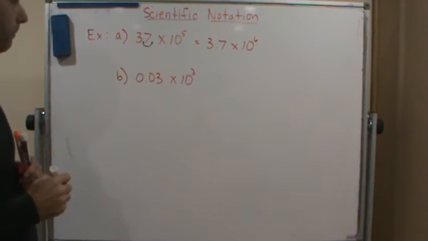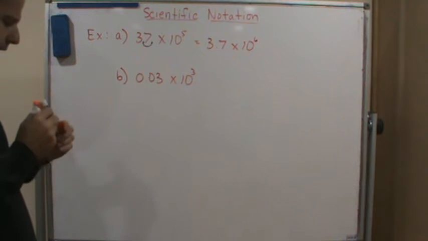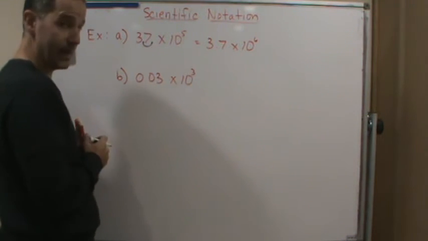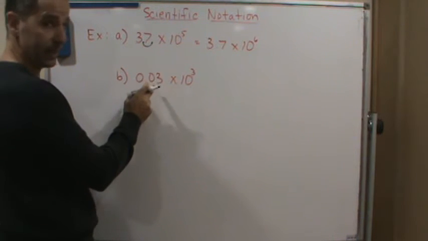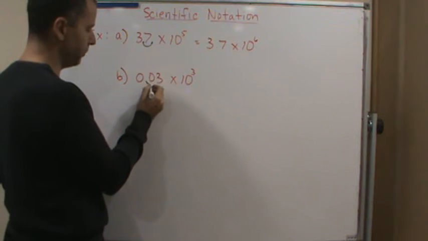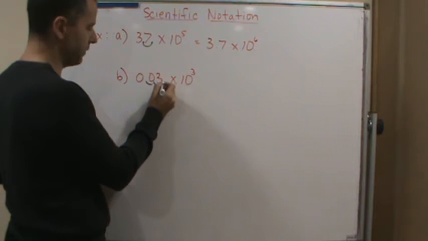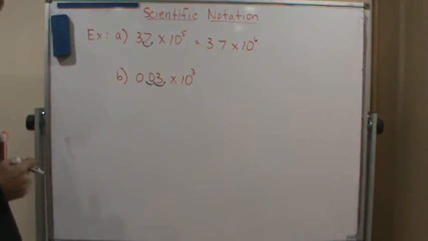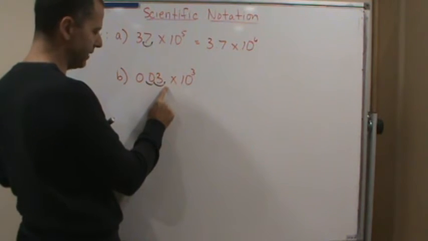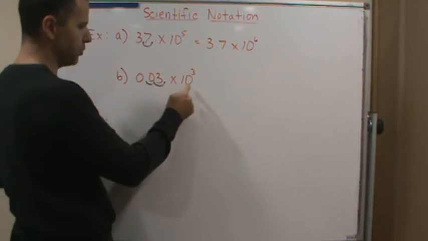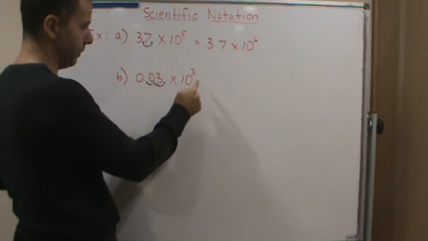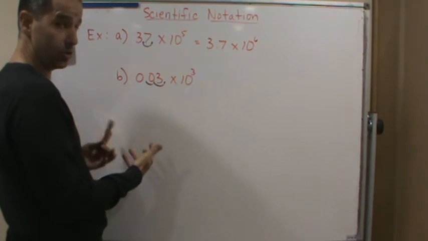Okay? Now, what about this one? So here, again, we've got something that's not between 0 and 1. So we want something that's at least 1, but less than 10. So we're going to have to move the decimal point over 2 place values, 2 places to the right. Okay? So now, if I move 2 places to the right, well, that means I'm going to have to decrease the power by the same number. So I'm going to have to decrease this by 2.